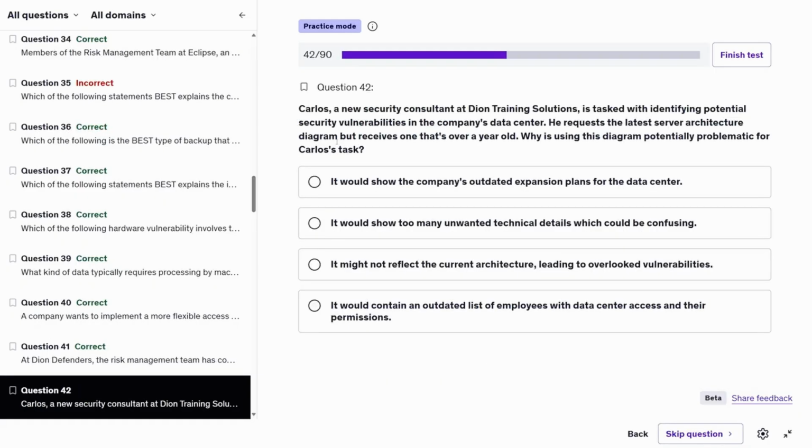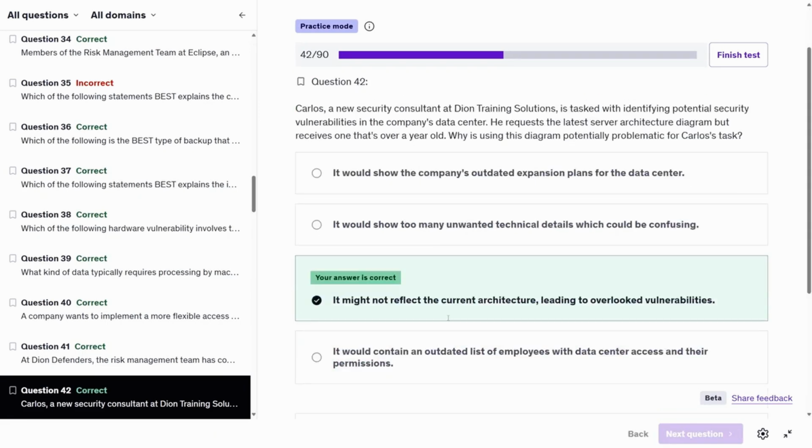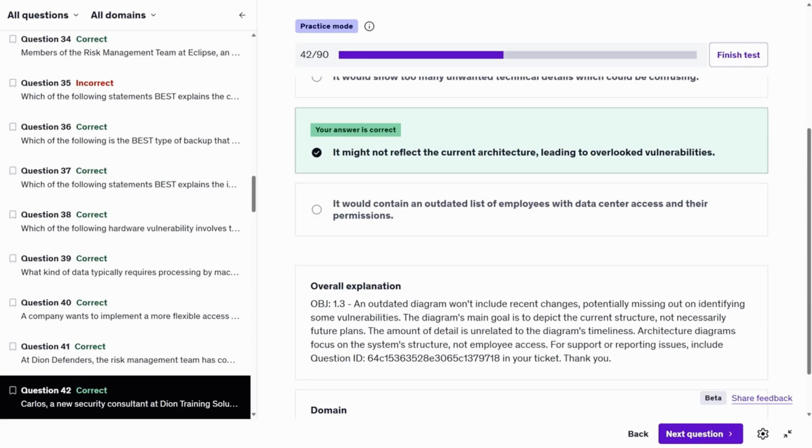Carlos, a new security consultant at Dion Training Solutions, is tasked with identifying potential security vulnerabilities in the company's data center. He requests the latest server architecture diagram, but receives one that's over a year old. Why is using this diagram potentially problematic for Carlos's task? The correct answer is C. It might not reflect the current architecture, leading to overlooked vulnerabilities. An outdated diagram wouldn't include recent changes, potentially missing out on identifying some vulnerabilities.